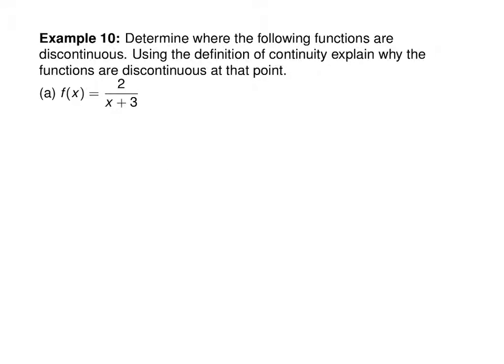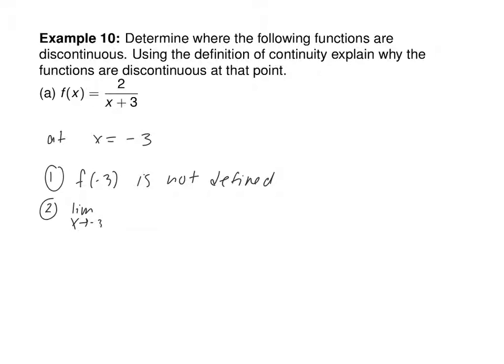All right. So where are these functions discontinuous? And then use the definition to explain why the function is discontinuous at that point. So first of all, tell me where. X equals -3. And this one actually has two reasons why it is not continuous there. F of -3 is not defined, and there's no limit. The limit as x goes to -3 of your function does not exist. It's technically plus or minus infinity, like from each side it's one or the other.